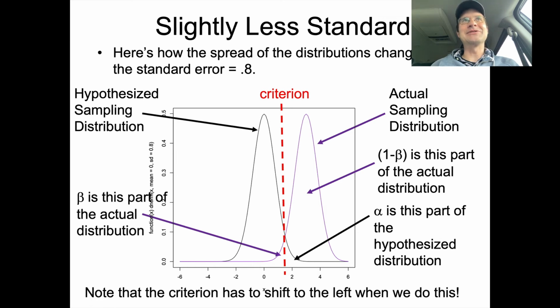We're making fewer mistakes, not by trying to figure out where the optimal point of setting the criterion is, but just by running more subjects, getting more data, and that gives us more accurate estimates of what these means are.